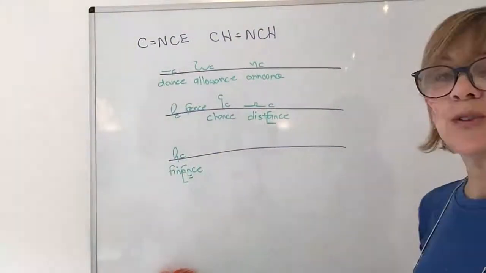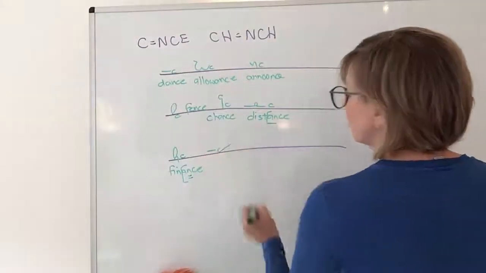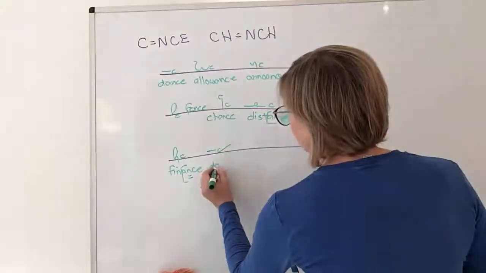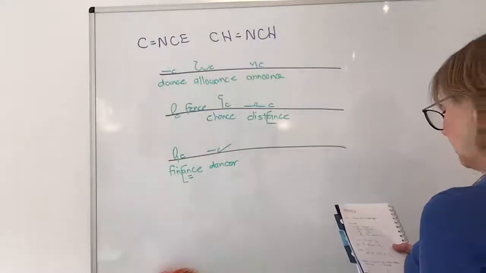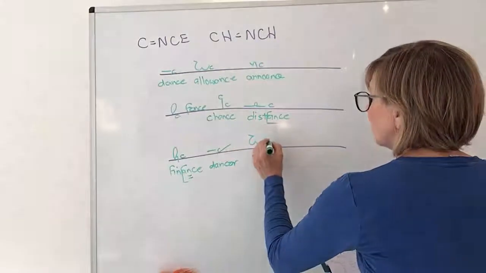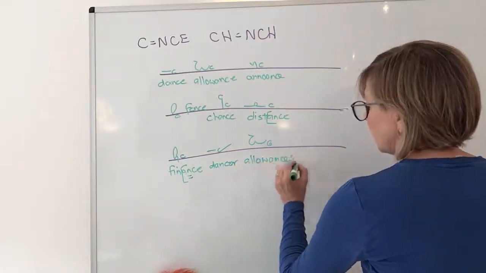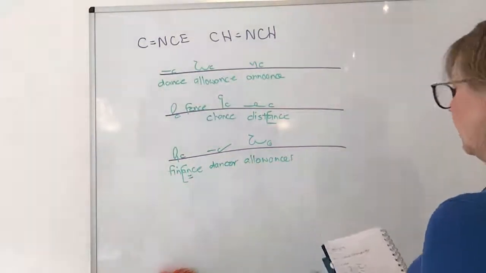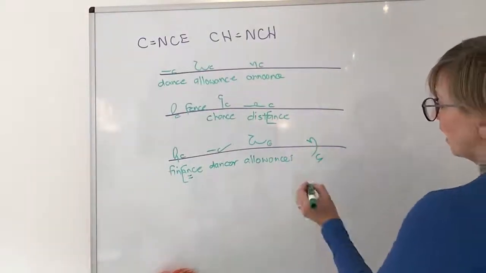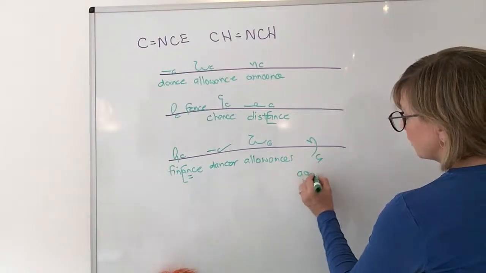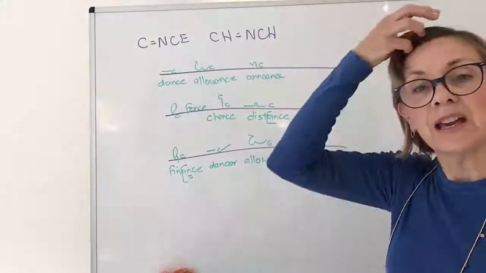And as always, you can add things. So dance becomes dancer just by adding an R. Allowance becomes allowances by adding an S. And here we've got agency by adding an I for Y on the end of the C.